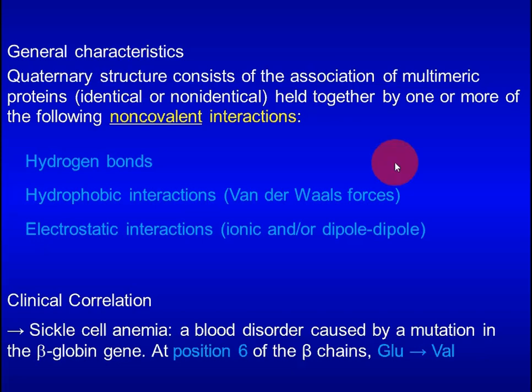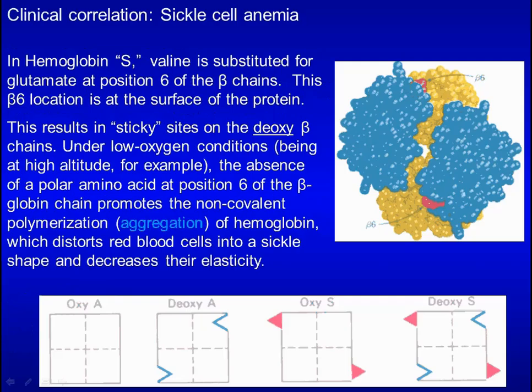At position 6 of beta chains, glutamic acid is changed to valine. This mutation makes hemoglobin proteins very sticky. Hemoglobin tends to aggregate, which distorts red blood cells into a sickle shape.